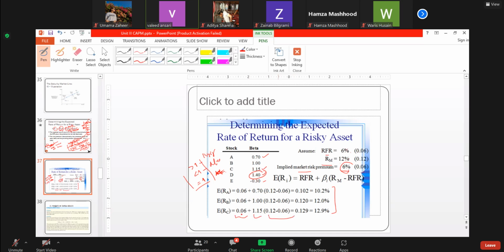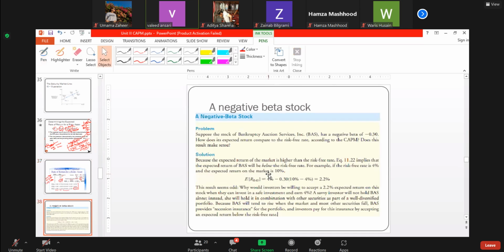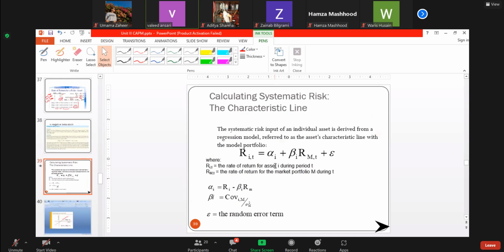Premium means over and above this risk-free rate. So the security which has a high beta should fetch a high return. The implication is very simple: the higher the beta, the more the return. Higher beta means more market risk. So this way we can arrive at it. I'll come back to the negative beta stock slightly later.